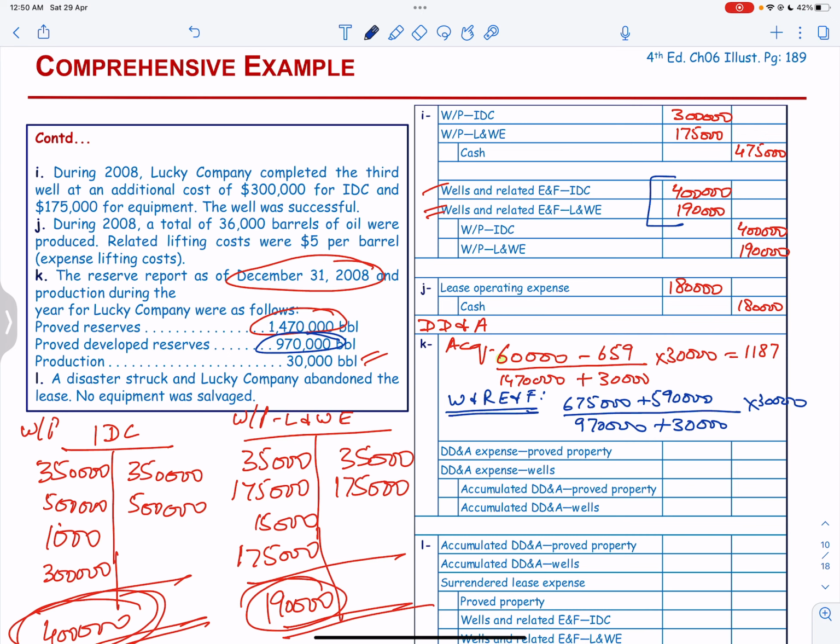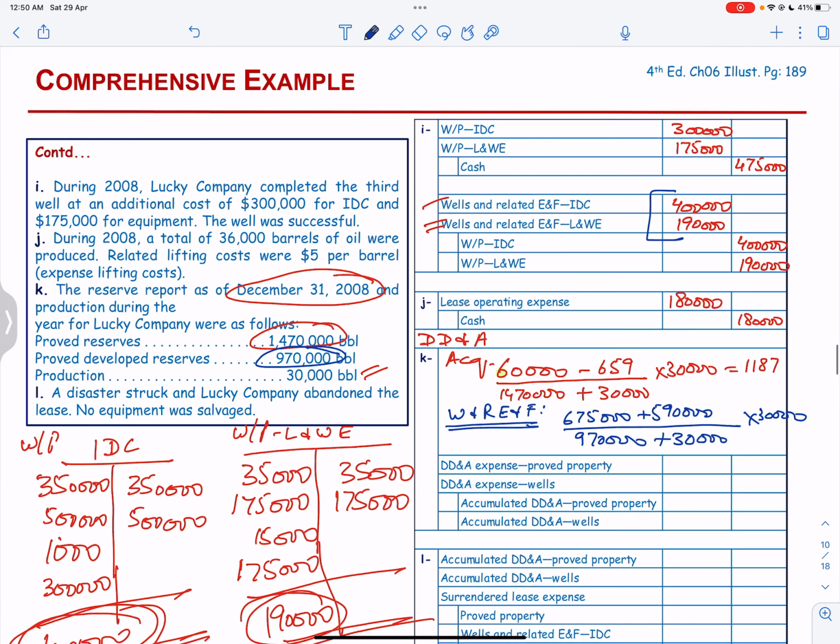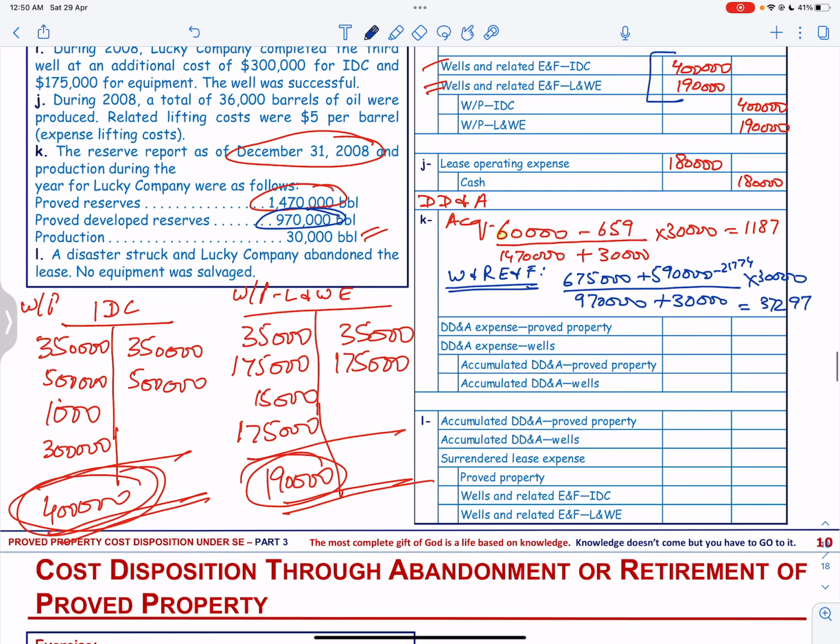And don't forget to subtract the DD&A, that is 21,774 minus 21,774, and this will be equal to 37,297. Once again, we are going to record the DD&A, and for proof property it is 1187, and for DD&A expense for wells and equipment is 37,297, and accumulated 1187, 37,297.